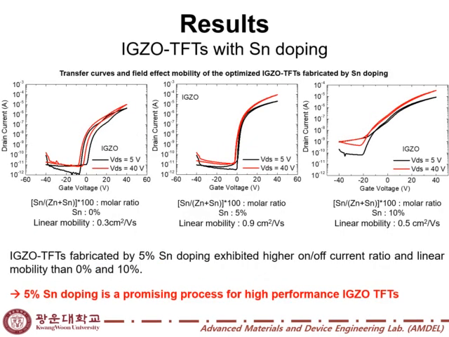The next is a graph showing the results of tin doping. It is a graph doped with tin of 0%, 5%, and 10%, and in comparison, IGGO-TFT manufactured by 5% tin doping had a higher on-off current ratio and linear mobility than when 0% and 10%. In other words, 5% tin doping has the best IGGO-TFT performance.